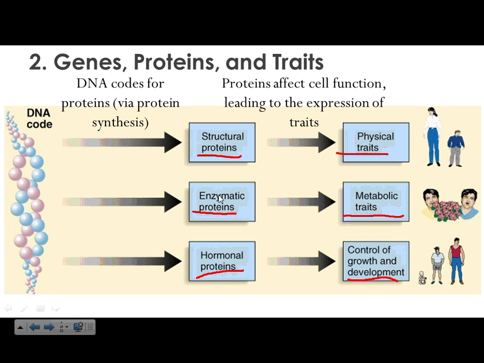So these different types of proteins are all coming from DNA's code, and they lead to different traits. So DNA codes for proteins, proteins lead to traits. That's the relationship between those three pieces.